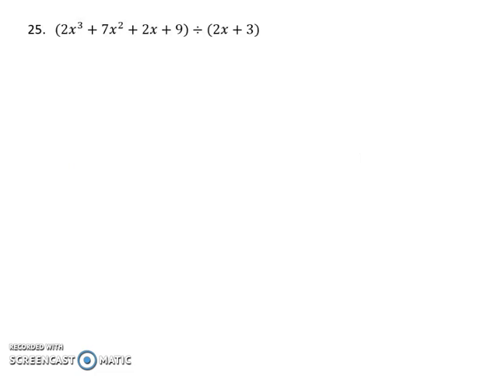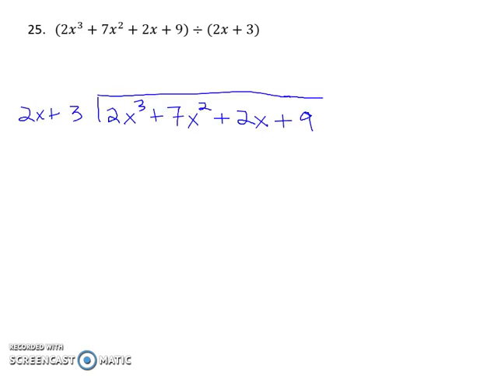So we have to divide using long division. I'll go ahead and give you the setup and then walk you through. Okay, so let's see here. We have to divide, and we ask ourselves first, what times 2x is going to give us a 2x to the third? What times this term here is going to give us this term here? The first thing I'm asking myself.